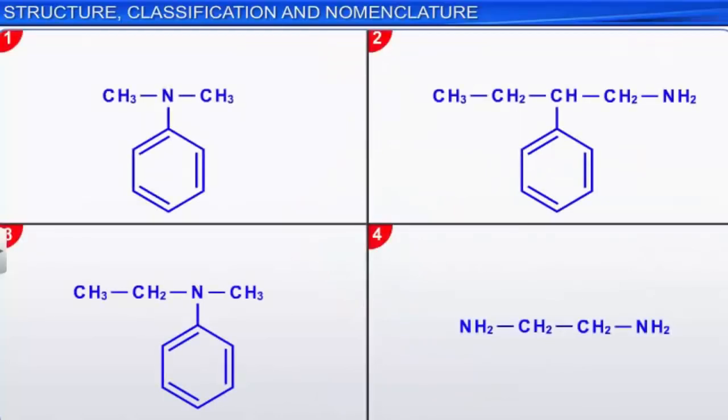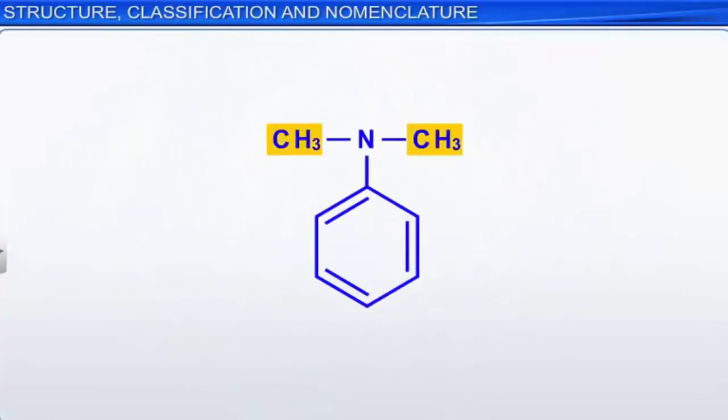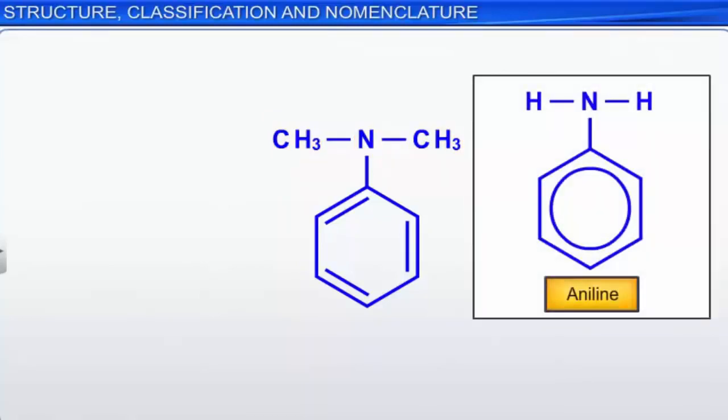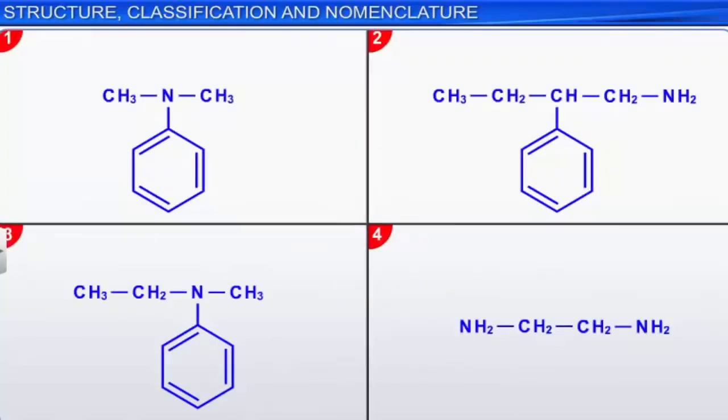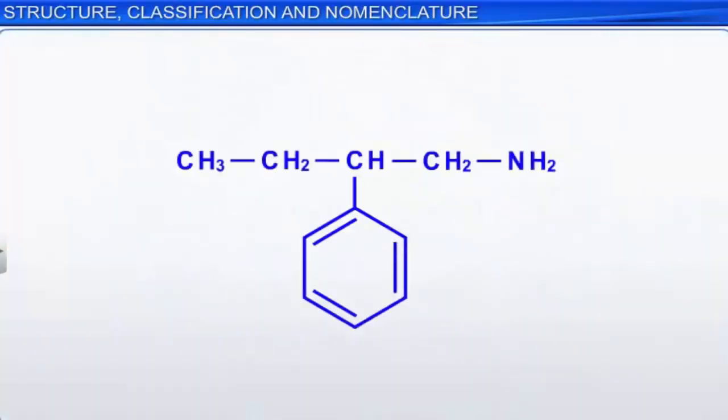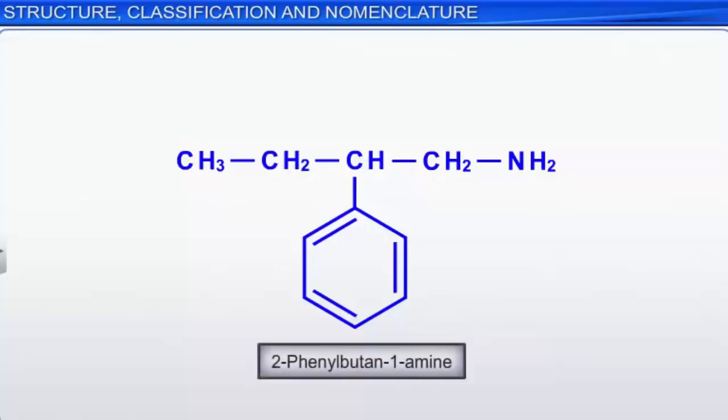In the first compound, since two methyl groups are present as side chains on the N atom and the main compound is aniline, the compound can be named N,N-dimethyl-aniline. In the second structure, an NH2 group is attached to an alkyl group and a benzene ring is present as a side chain. Therefore, the compound can be named 2-phenyl-butan-1-amine.